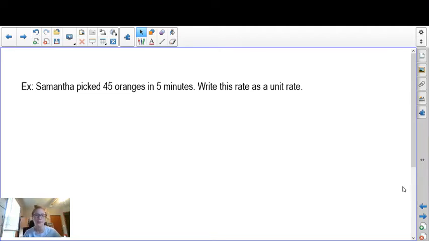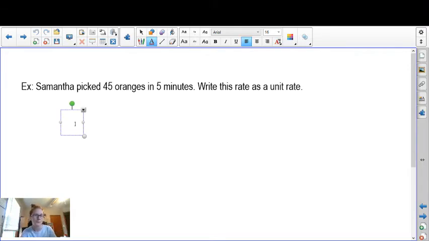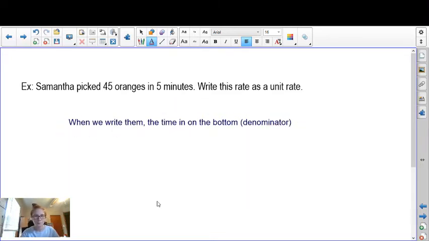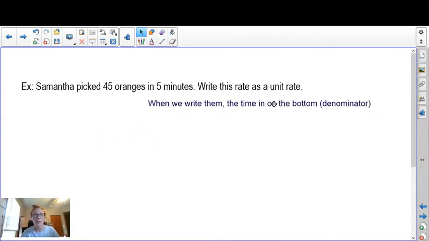Samantha picked 45 oranges in 5 minutes. Write this rate as a unit rate. So we want our denominator to be equal to 1. And I'm going to pick blue to be my extra color today, because I'm a blue type of person. Why not? Typically when we write them, the time is on the bottom, also known as the denominator. So I'm going to put that off to the side.